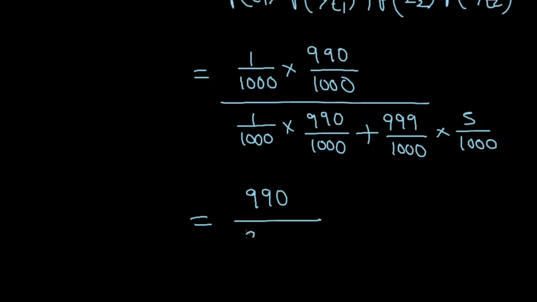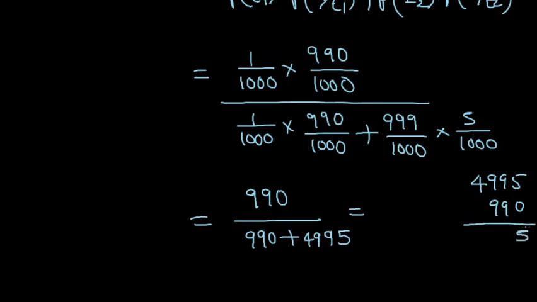990 divided by 990 plus 5 nines are 45, 5 nines are 45 plus 4, 49, so 4995. If I add this up, 990 plus 4995 gives 5985. So it is 990 divided by 5985.